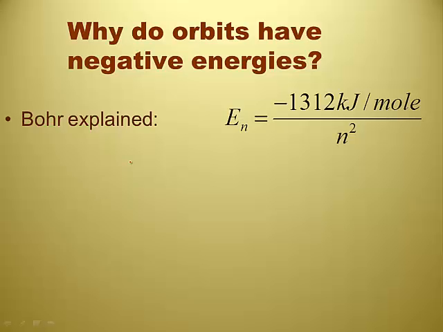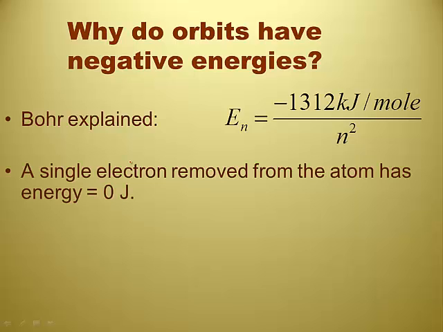We just calculated the energy levels of the first 4 orbits in the Bohr model, and orbit number 2,786. And we got negative values for every energy orbit. How come? Well, the reason is that Bohr wanted a single electron, when you take it away from an atom, to have 0 joules of energy.